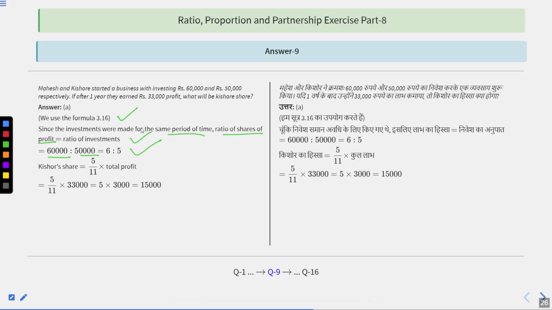We know that they earn 33,000 after 1 year, which is the total profit. So when we add 6 and 5, that is the total profit. So Kishore gets 5 units out of 11. Multiplying by 33,000, we get 15,000 rupees. So Kishore's share will be 15,000 rupees. Next one.